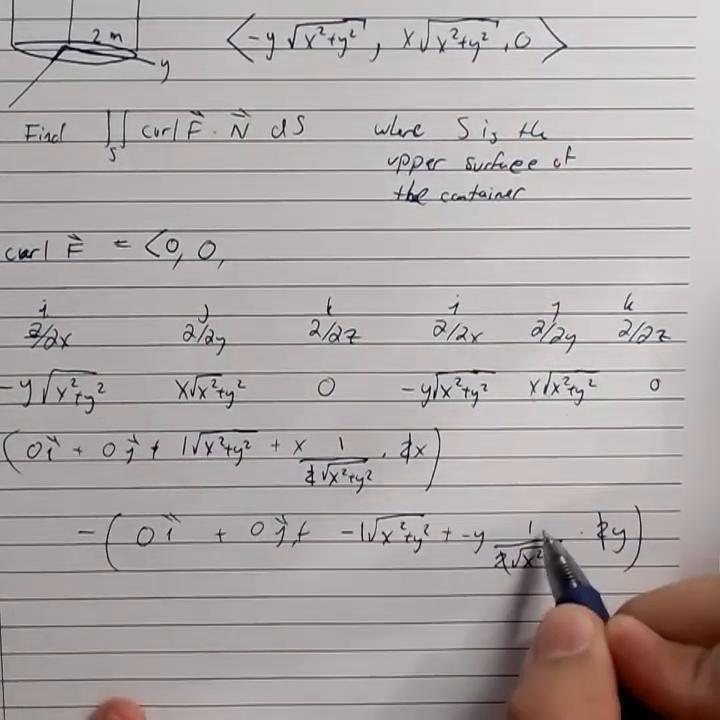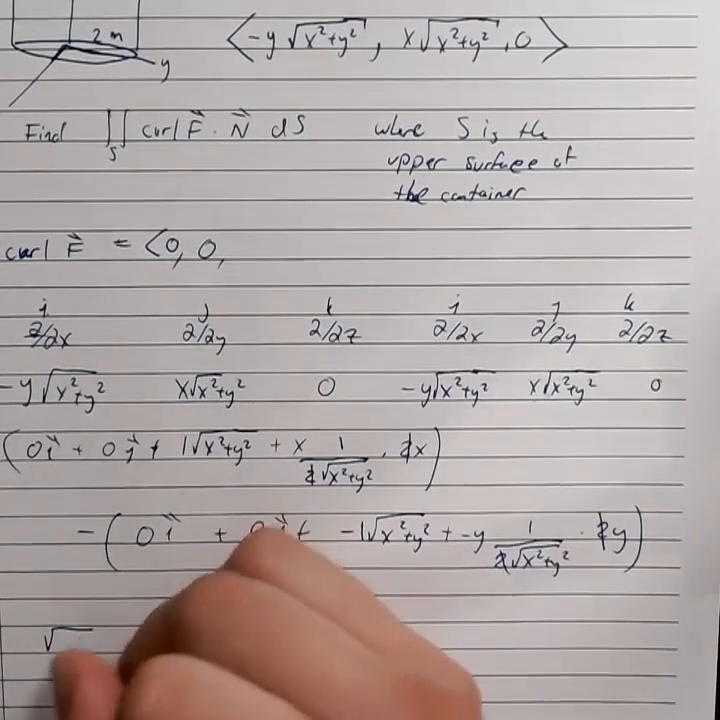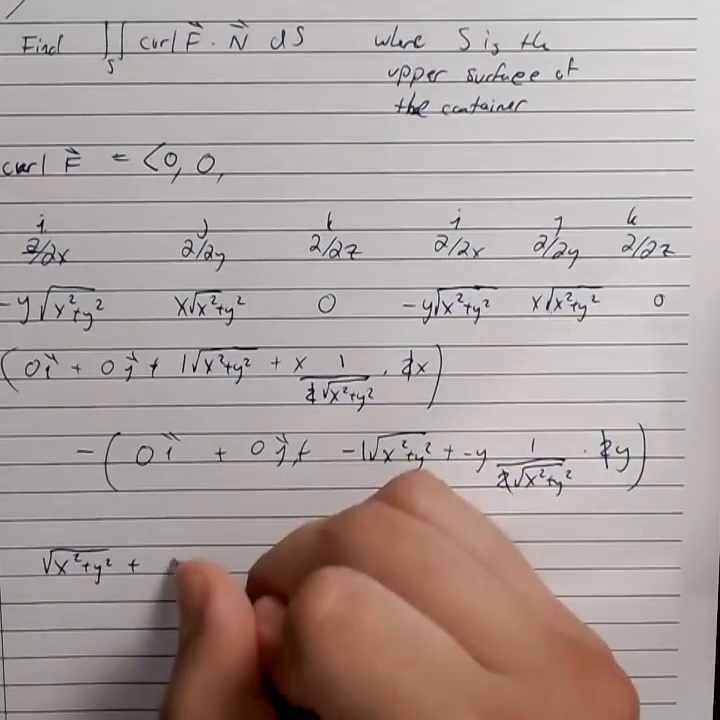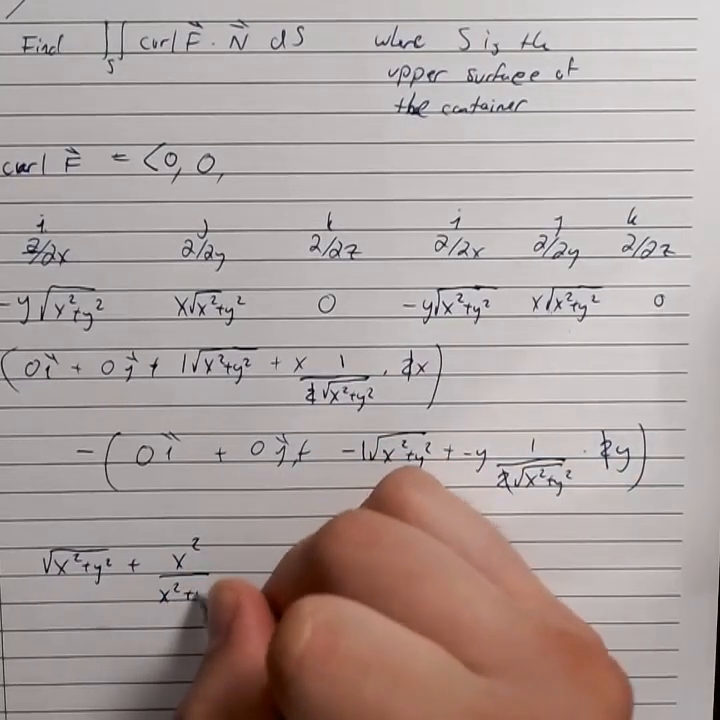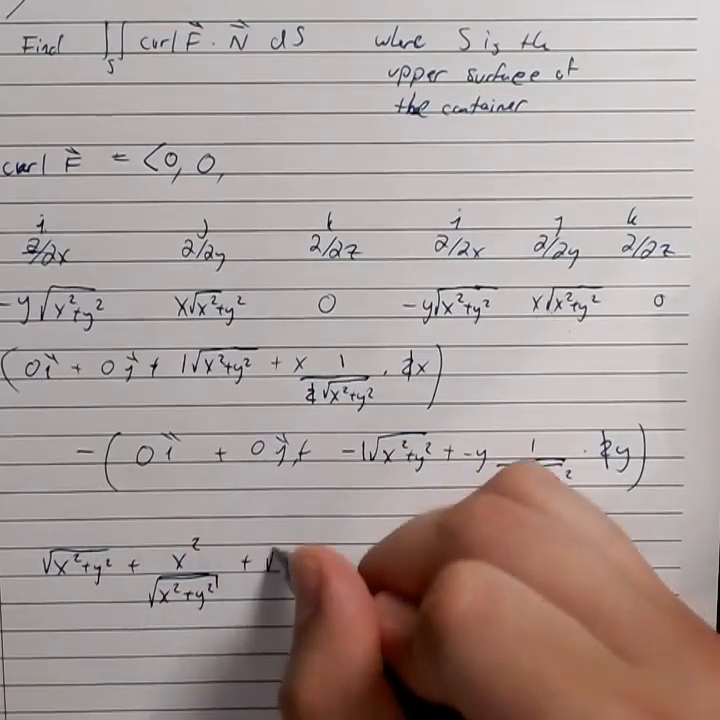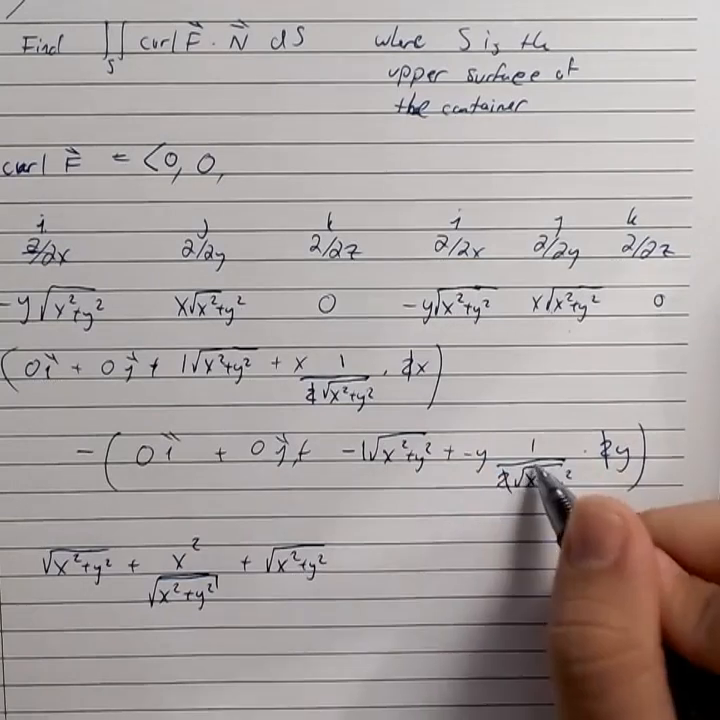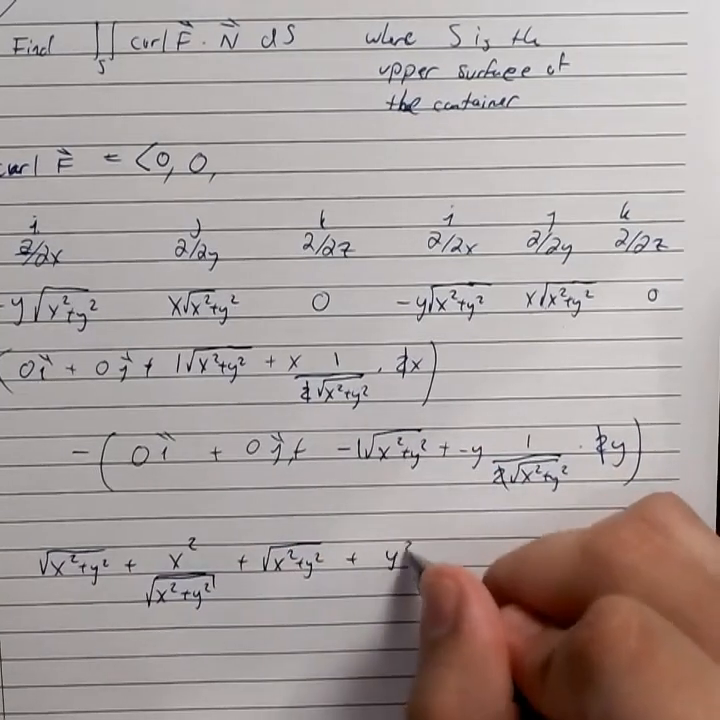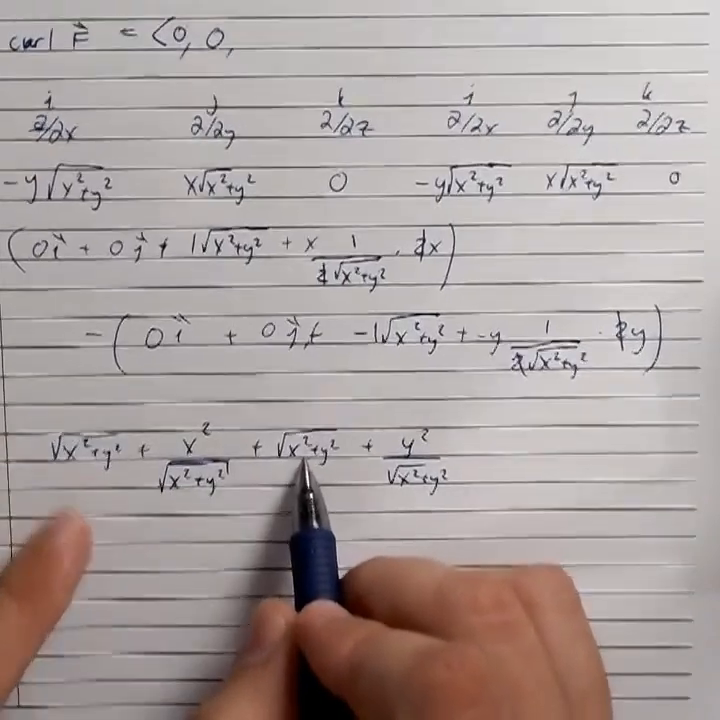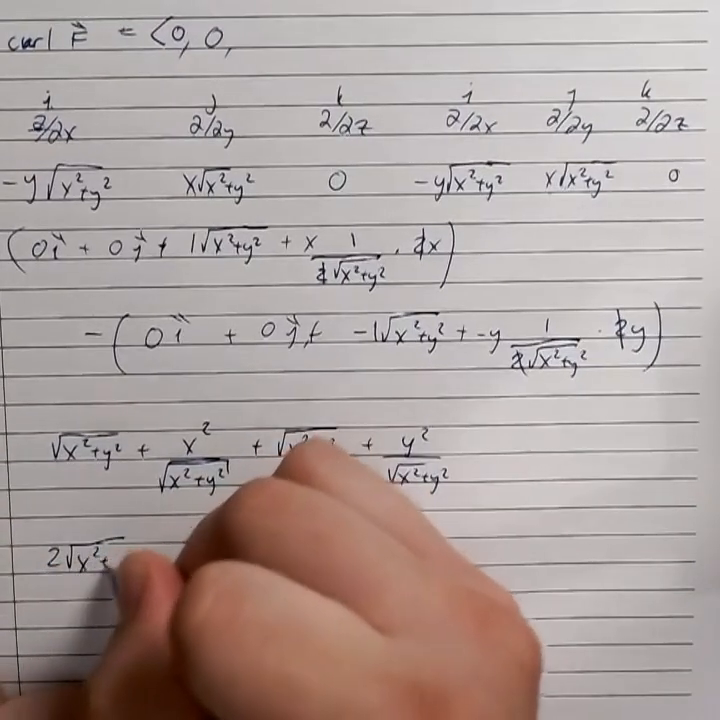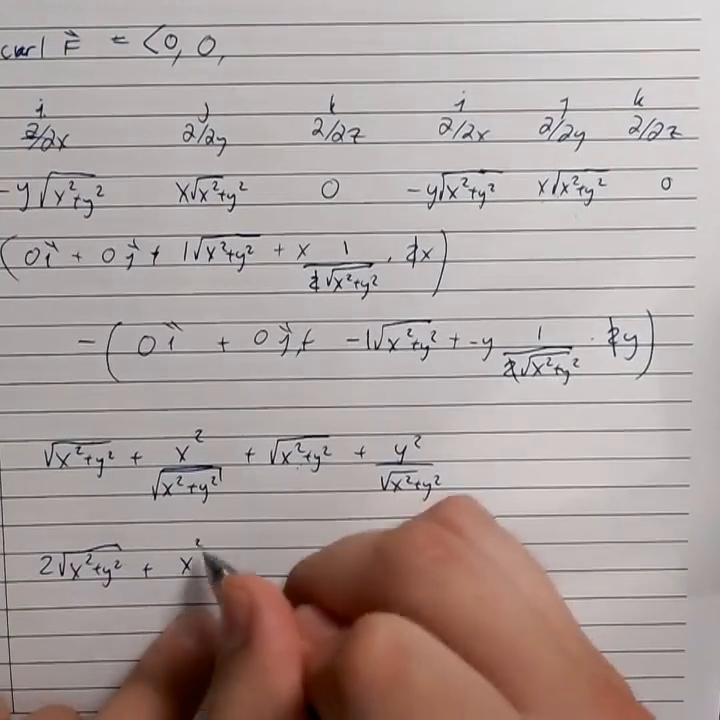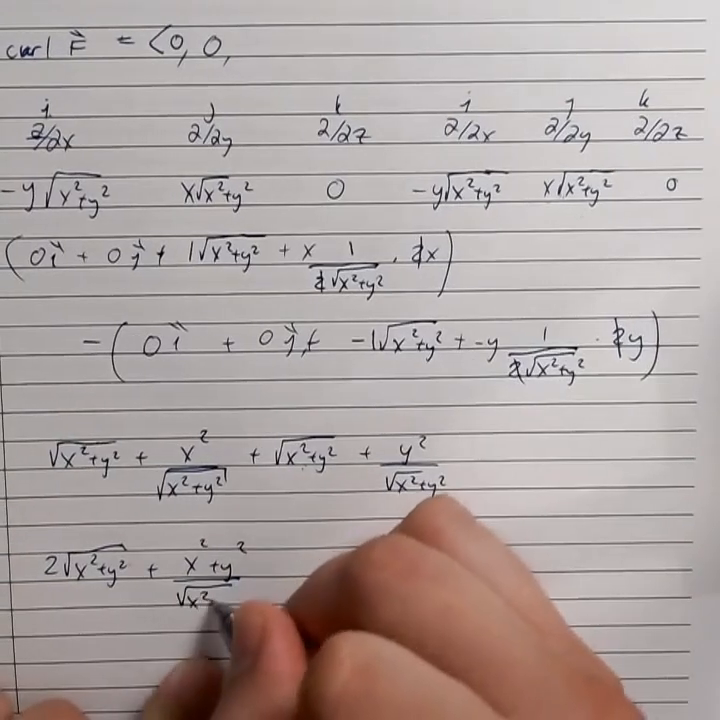And now here, let's go ahead and subtract these. That's going to be square root of x squared plus y squared plus, here's x squared over the square root of x squared plus y squared. Minus a minus, so all this becomes plus. So that's going to become plus the square root of x squared plus y squared. And then again, that's plus y squared over the square root of x squared plus y squared. Here, I can combine these two. That's going to give me double the square root of x squared plus y squared. These two have a common denominator, so I can add those. And that'll be x squared plus y squared over the square root of x squared plus y squared.